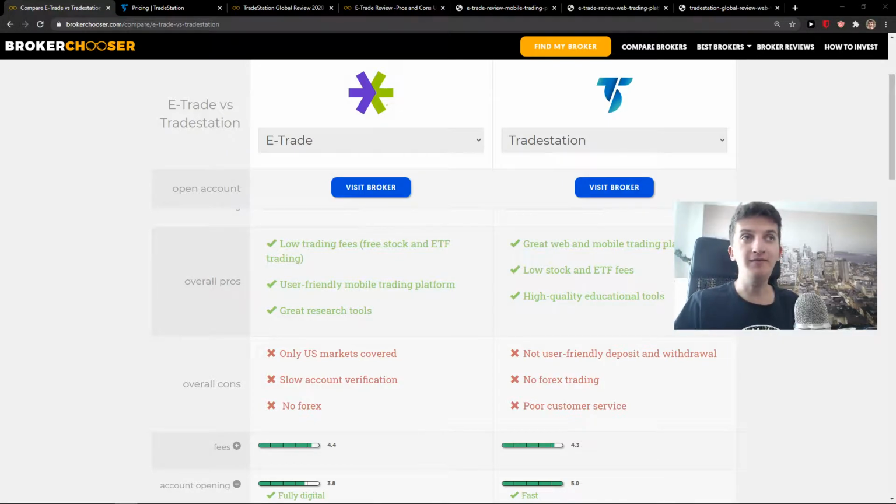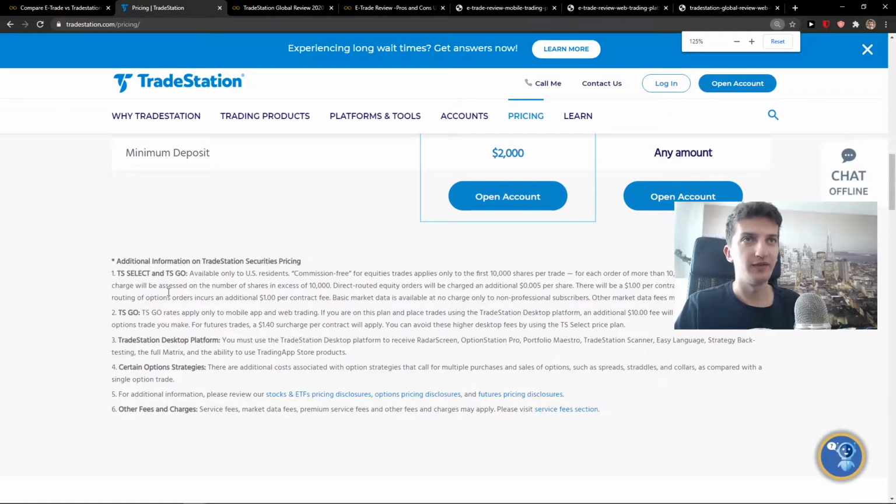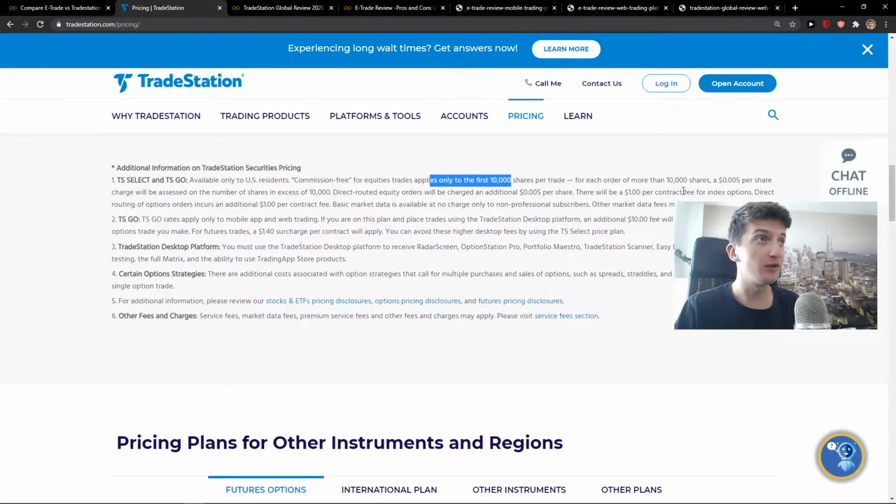So let's start. The fees on both of these platforms are non-existent or really low. On eTrade, you have free stock and ETF trading, and also on Tradestation. But there is this but. When you go to the small letters on Tradestation, you would see that commission free for equities trades applies only to the first 10,000 shares per trade. Let me show you. For each order of more than 10,000 shares, you're gonna pay a small fee per share charged on the number of shares in excess of 10,000. So if you want to trade penny stocks on Tradestation, I just recommend be careful and check deeply if you want it or not.